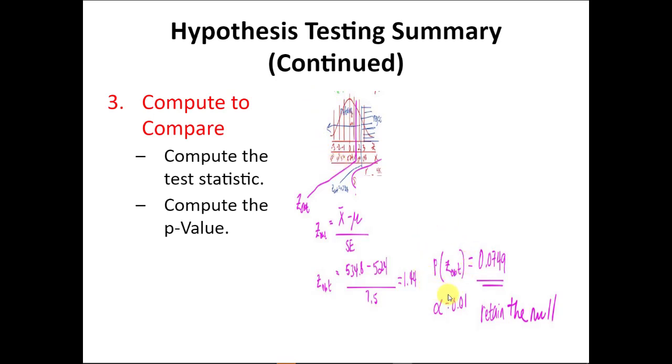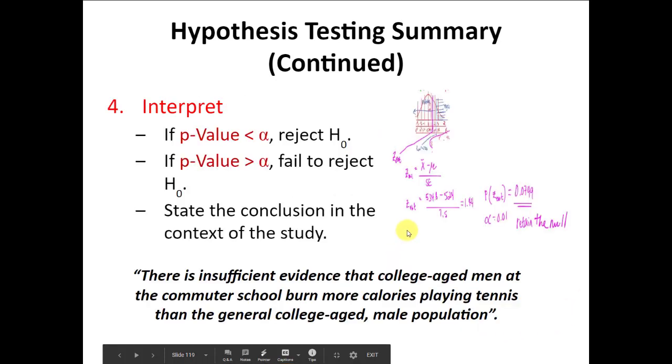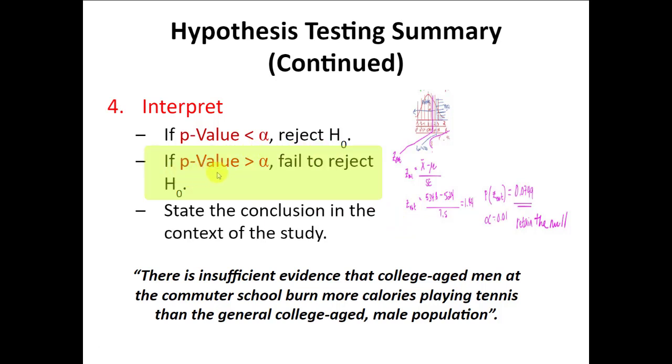Next, we used technology to find the probability of the Z obtained. We found that the probability of the Z obtained would be 0.0749. Since this probability is greater than our established alpha of 0.01, then we would retain the null. So here again, we decided that if the p-value is less than alpha, we're going to reject. We didn't get that. We got the p-value was more than alpha, so we're going to fail to reject, or another way to say that is retain.